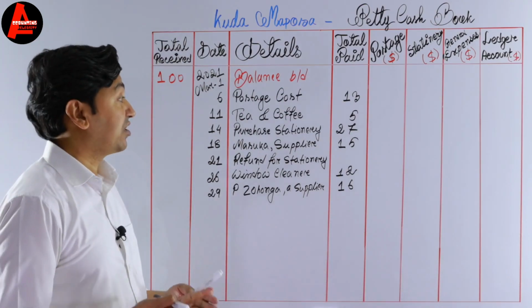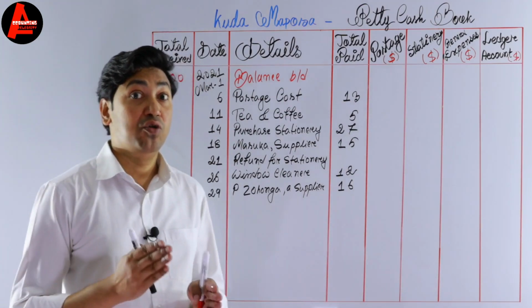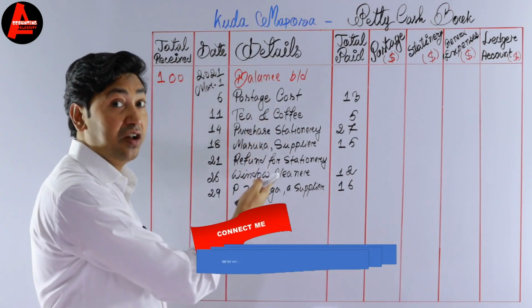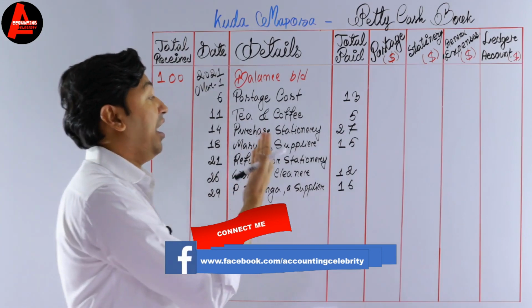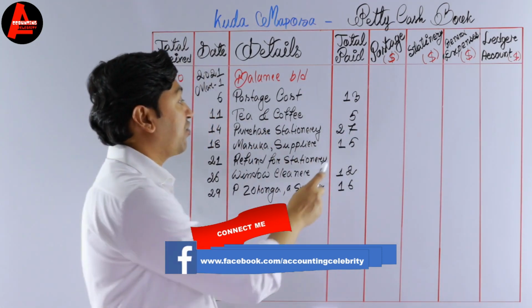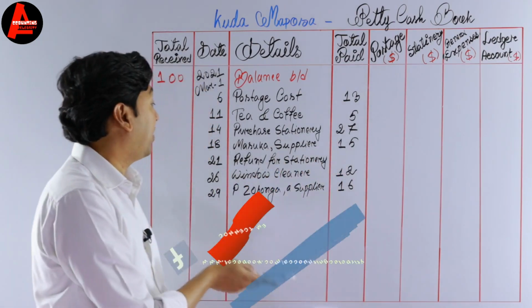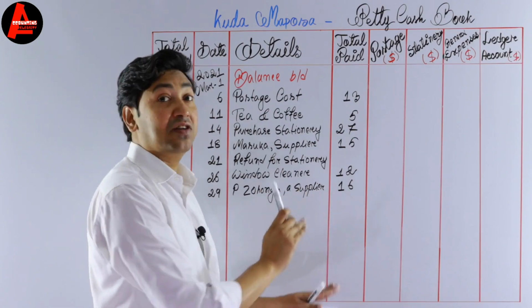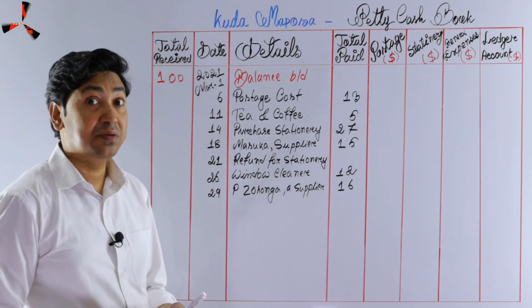In the same way, first of all we take the transactions from the question and write them in the details column, and the amount you write here. You notice we did not write the refund here. This refund will come in this column. That is the reason we did not write it in the paid column. But many students make this mistake.